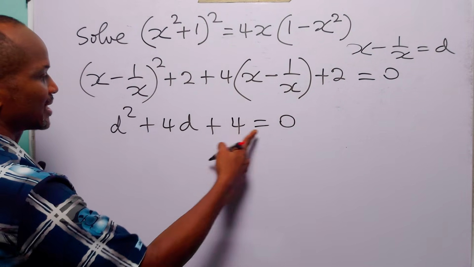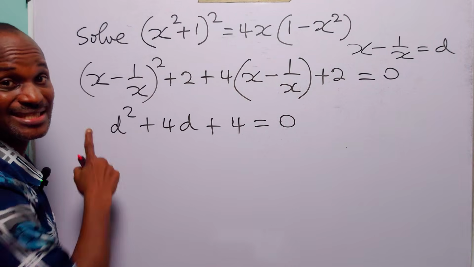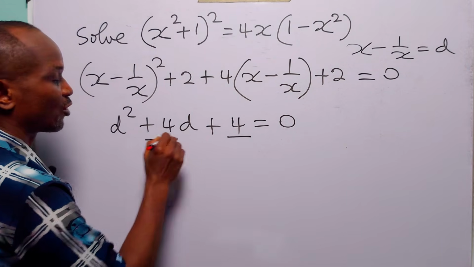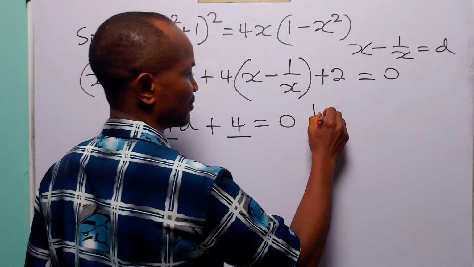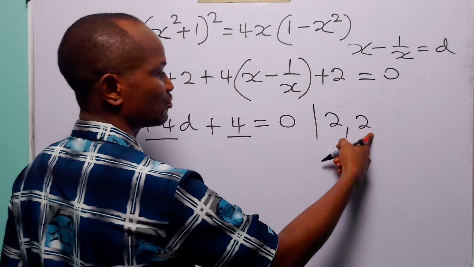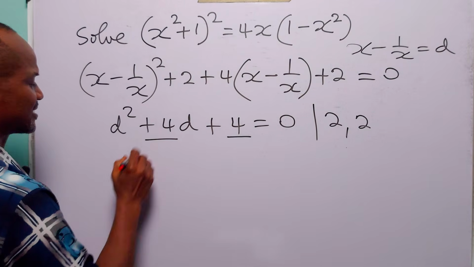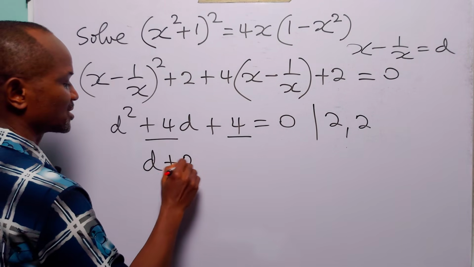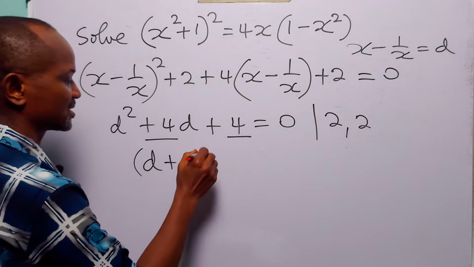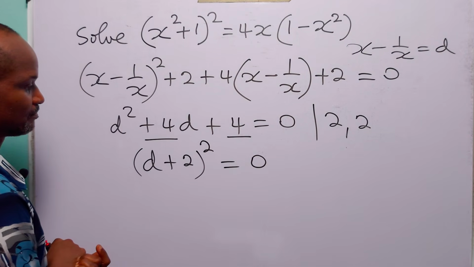Now we can solve this quadratic equation by factorization. Since the coefficient of d squared is 1, all we need to do is to find the factors of 4 that add up to 4. And of course, those are going to be 2 and 2. 2 times 2 is equal to 4. 2 plus 2 is equal to 4. That means that when we factorize the left-hand side, we have d plus 2. And of course, since we have repeating factors, this is going to be squared. This is equal to 0.